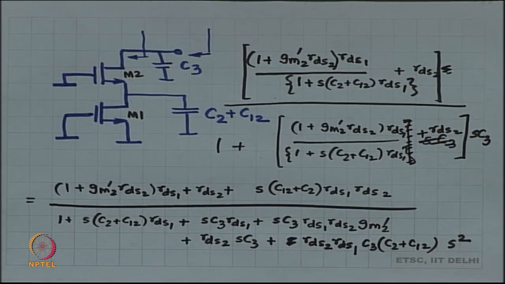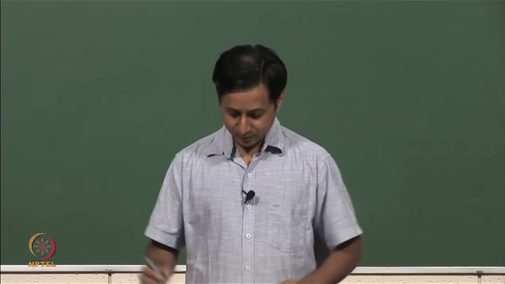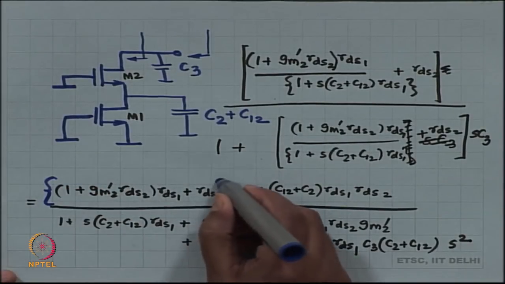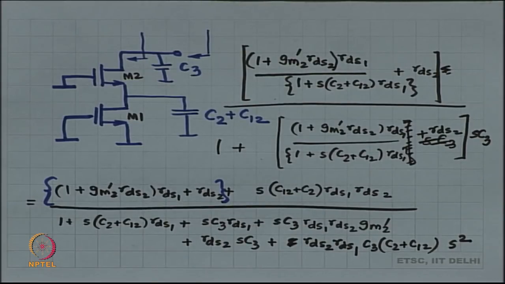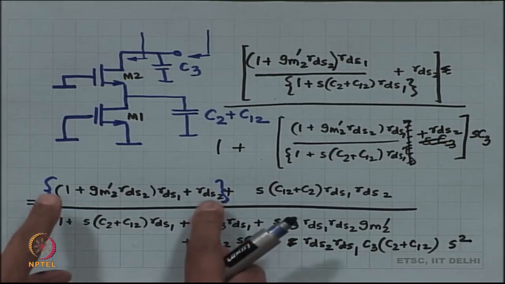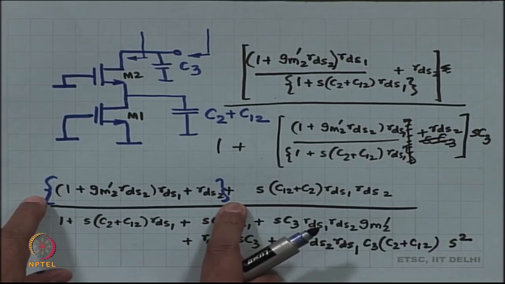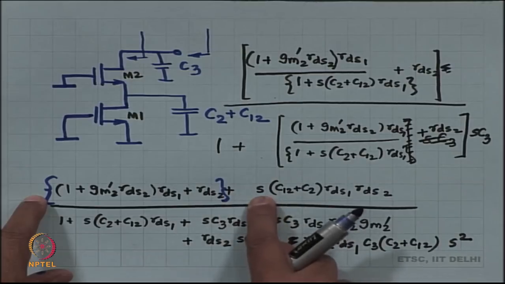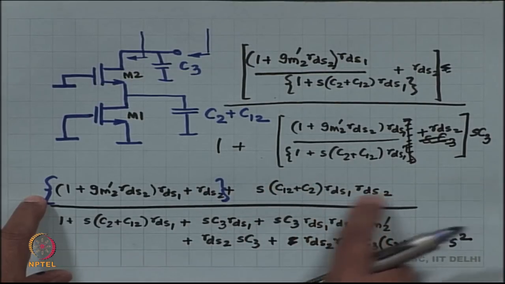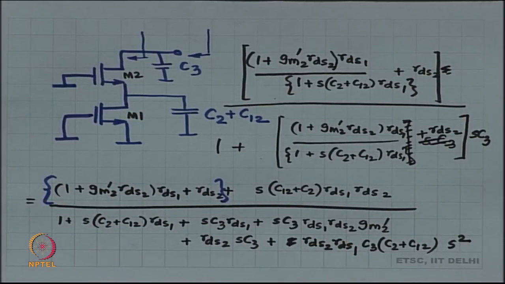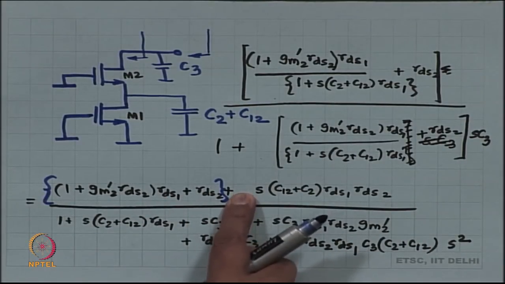All right. I have done all the multiplications also in the denominator. All right. Now, the first thing you see is that this is the DC term in the numerator, okay, and you can safely take this common outside. And when you take this common outside, this whole thing is left with a 1 and then plus S C12 plus C2 RDS1 RDS2 divided by that DC term. So, it is 1 0 in the left half plane.